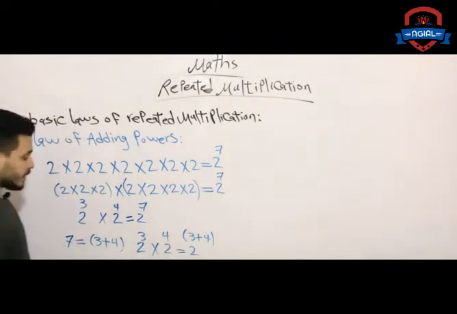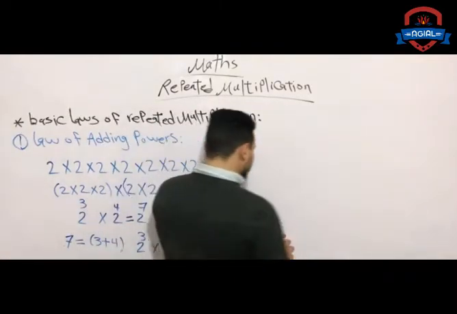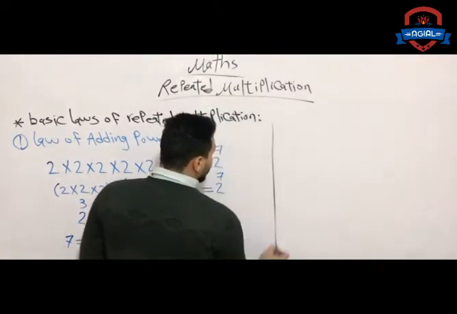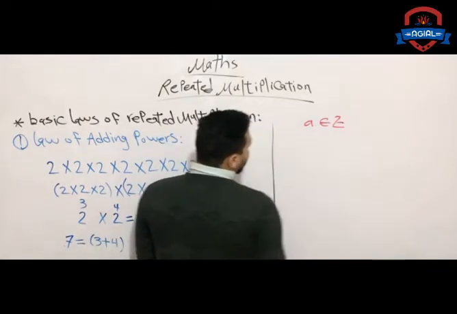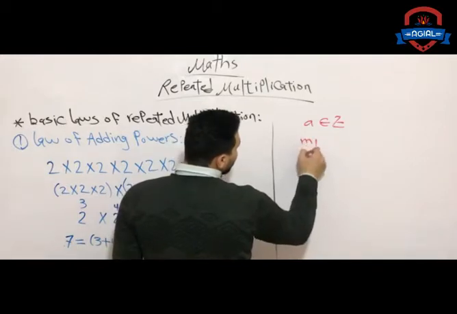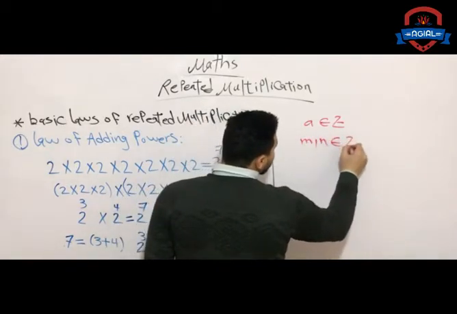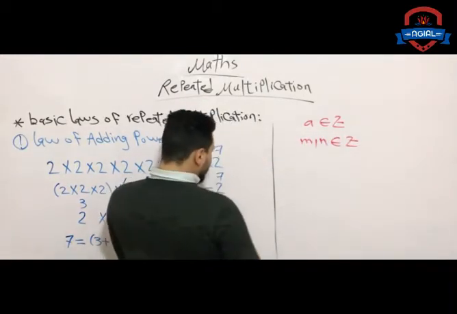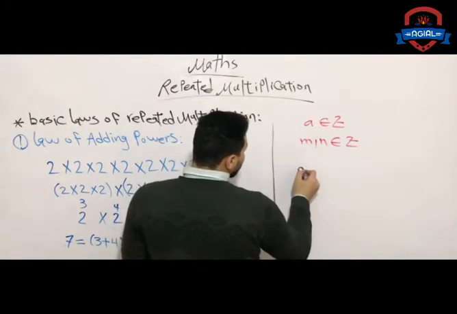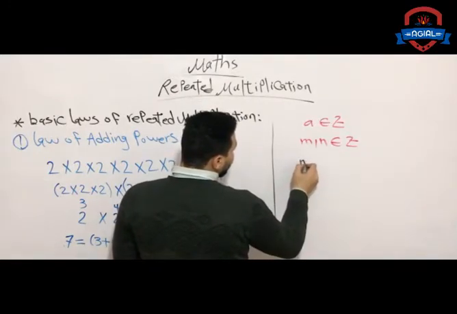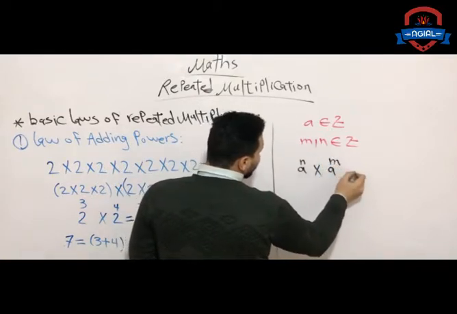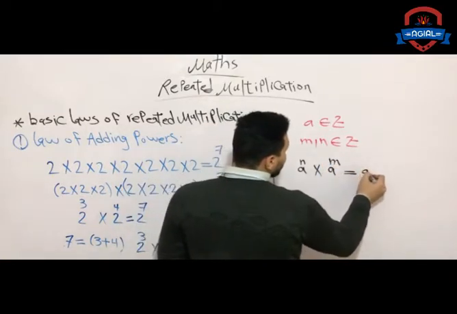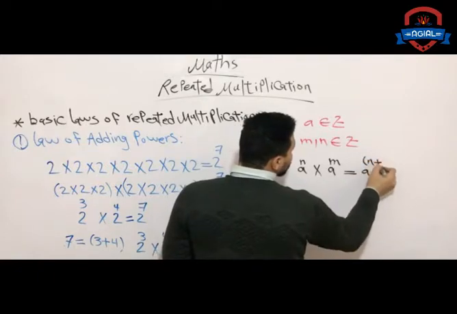Generally, we can say that if we have a belonging to Z, and m and n belonging to Z, then a to the power of n times a to the power of m equals a to the power of n plus m.